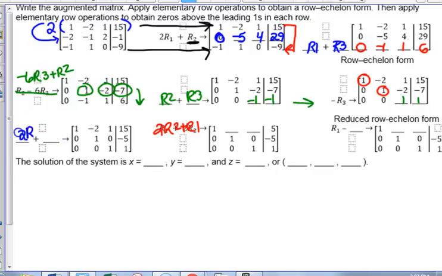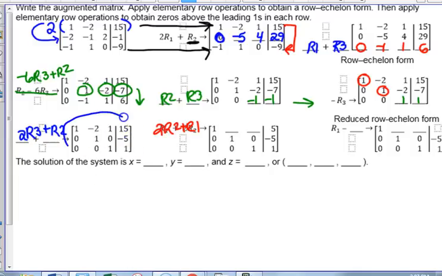They did 2 times row 3 added to row 2. My bad. I wouldn't have done that, but they did it. So now we're going to finish this one up, guys. We're going to take this row right here.